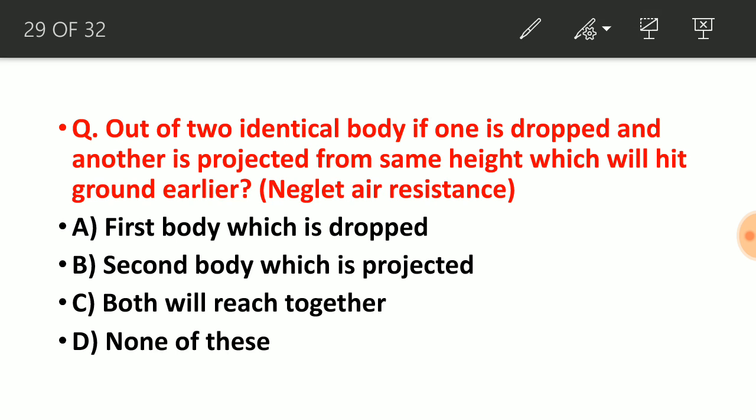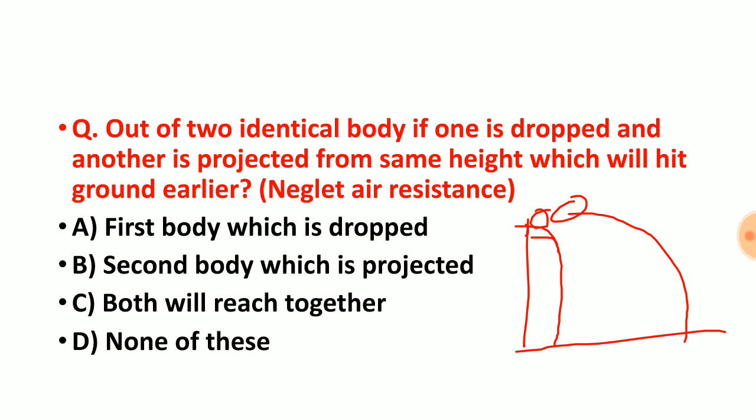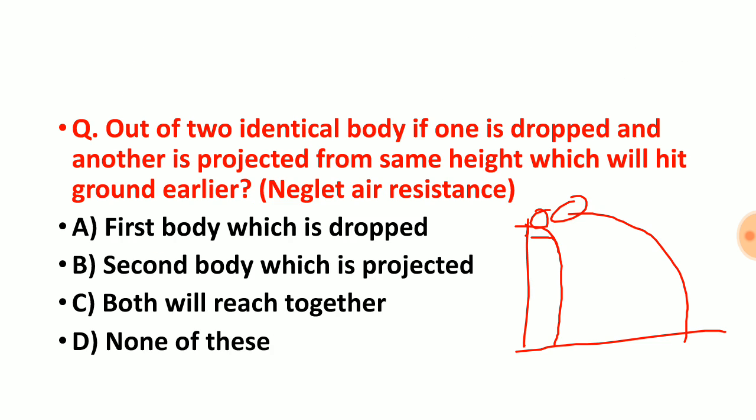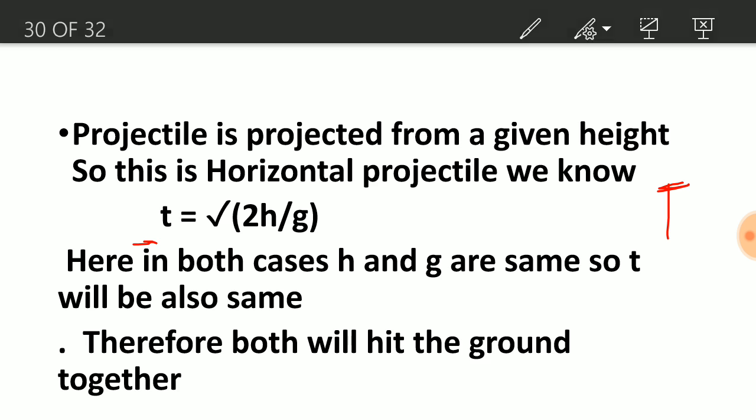Now the last question. In this question, two identical balls are here, one is just dropped and another is projected, and the question is asking which body will reach the ground first. In this case we need to know this formula: if the body is projected from a given height, the time period is square root of 2h by g. For both projectiles, the height is the same, and in projectile motion we calculate this where air resistance is negligible or only gravity is acting. Because of that, h and g are the same here.